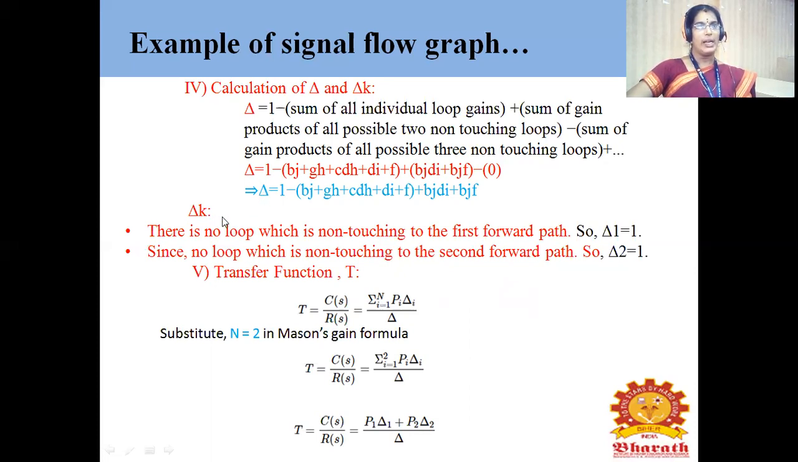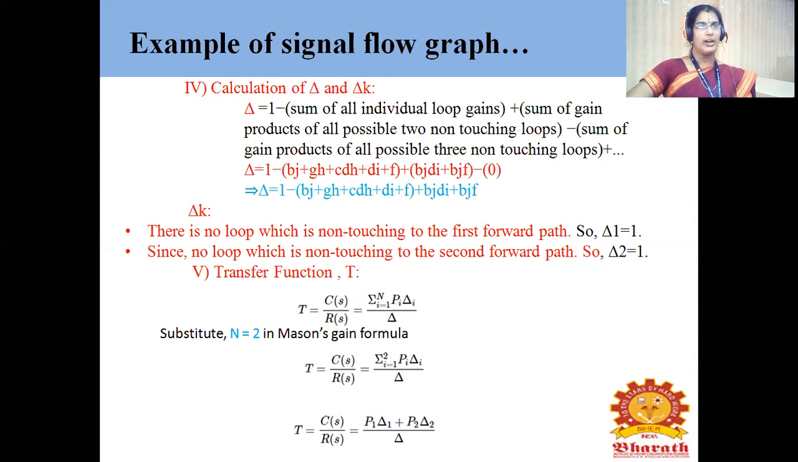So now we have to find delta 1 and delta 2. Why I'm taking delta 1 and delta 2 is, depending upon the number of forward paths, we are going to calculate the del k. Okay, how many forward paths did we have for this problem? We had 2 forward paths, P1 and P2. So obviously we'll be getting delta 1 and delta 2. I've written here delta 1 is equal to 1 and delta 2 is equal to 1. How are we going to find this value?